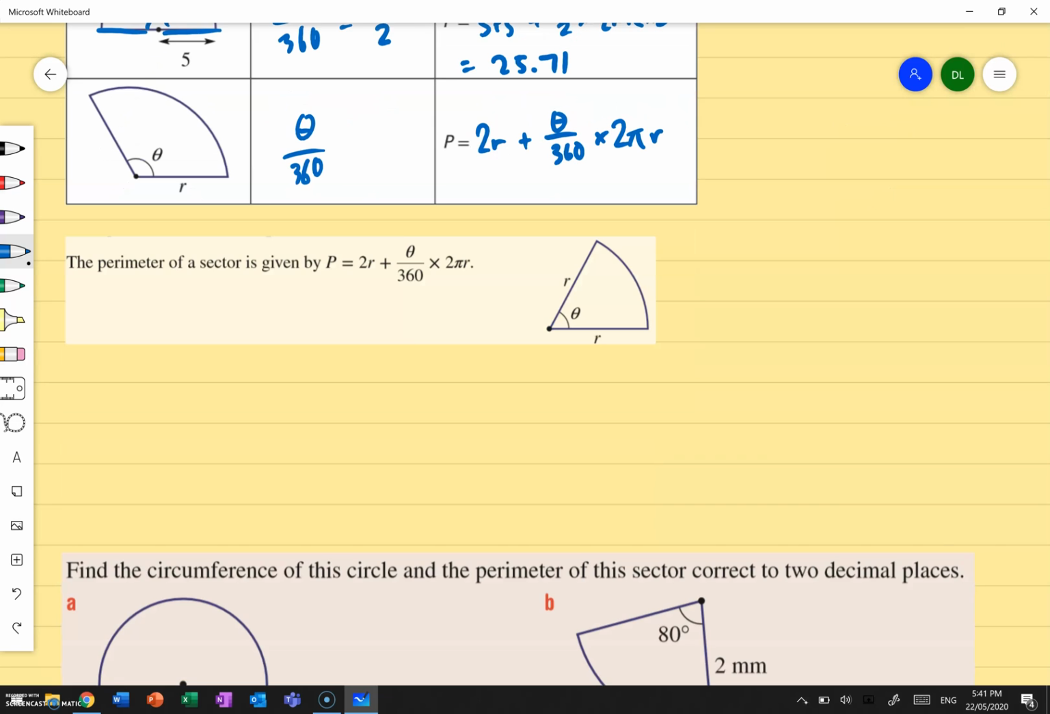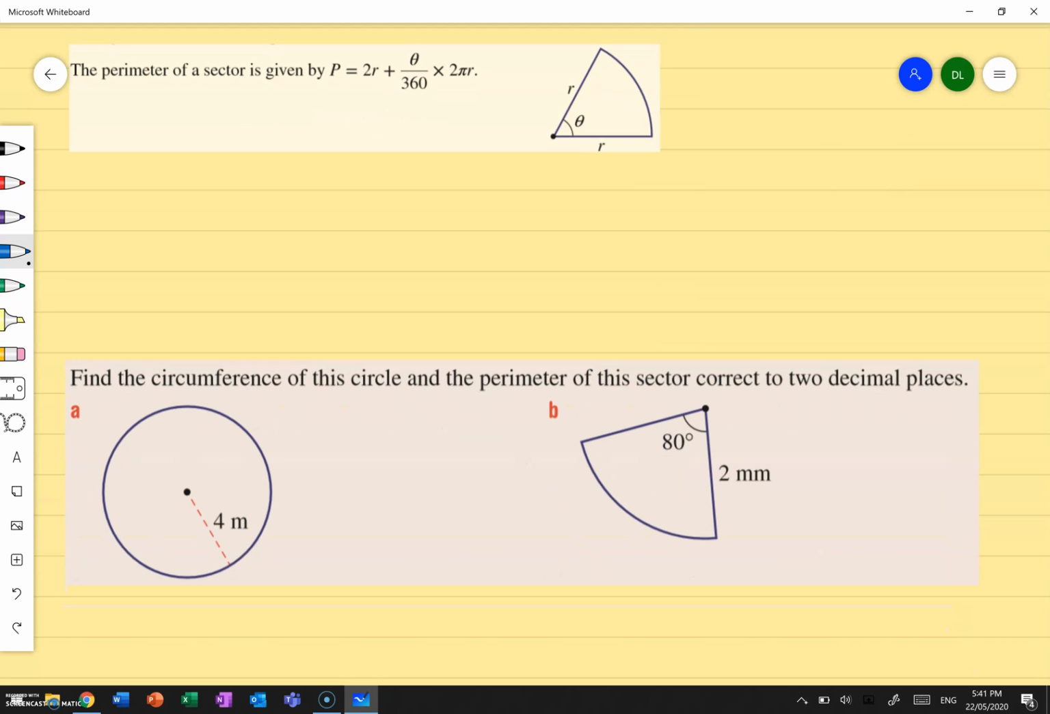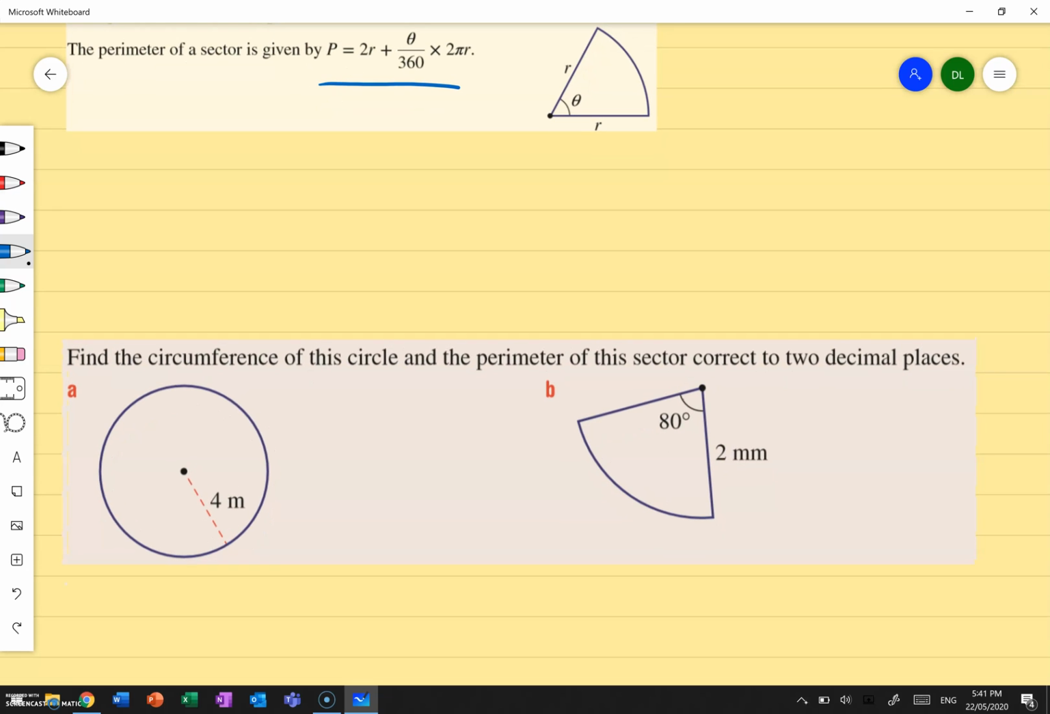Let's go ahead and put this into practice. So remember, that's the formula up there. I'm just going to keep it there. Now, instead of doing this step by step, I'm going to actually go ahead and straight up use the formula. So find the circumference of this circle and the perimeter of this sector. So the circumference of the circle, remember, is 2 pi r. So that one's quite easy. Now, I know that my r is 4, so I'm going to say C equals 2 times pi, my apologies, times by 4, which is 8 pi.